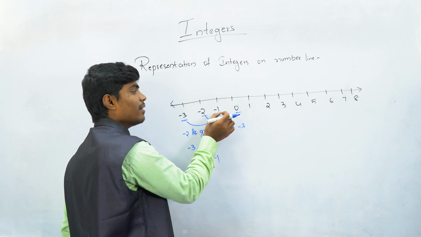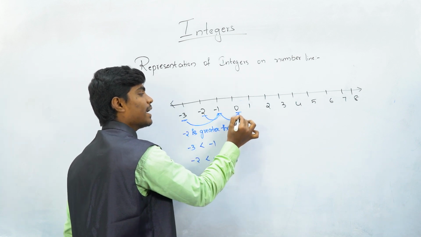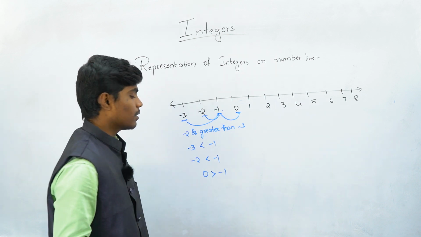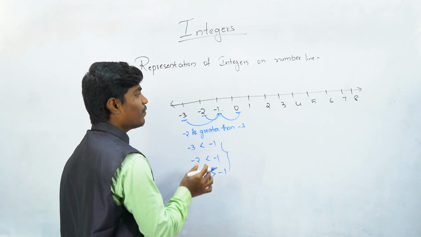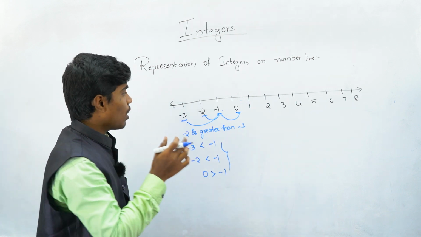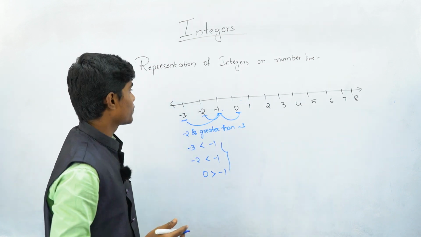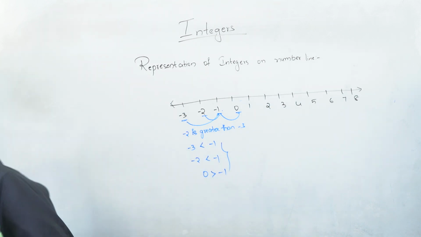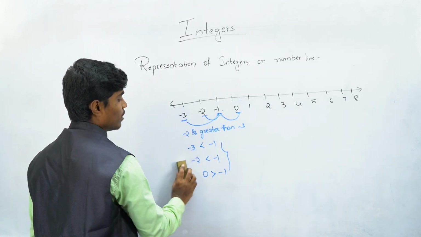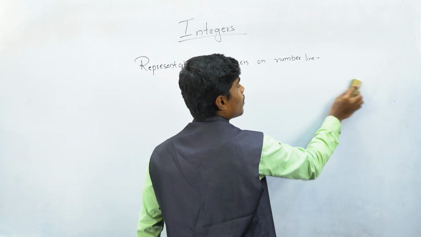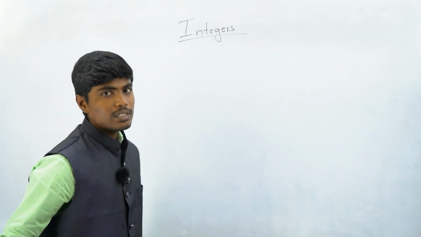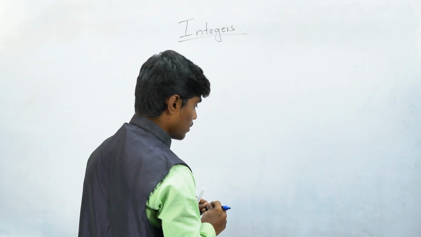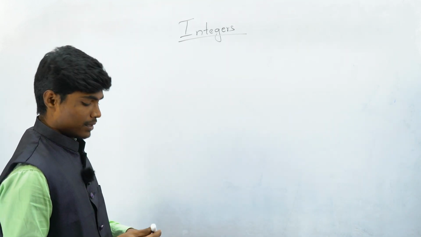Now 0 is greater than -1 because 0 is on the right side of -1. By this we can conclude that every number on the right on a number line is the greater one. Here we have discussed how to represent integers on the number line, and which one is greater and which one is smaller. Now let's discuss addition of integers.